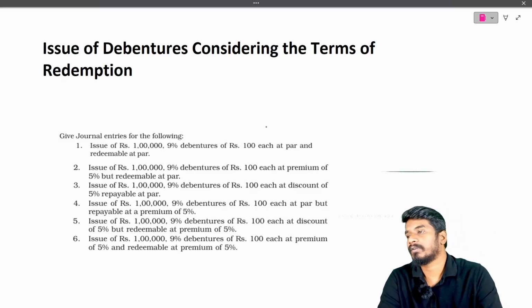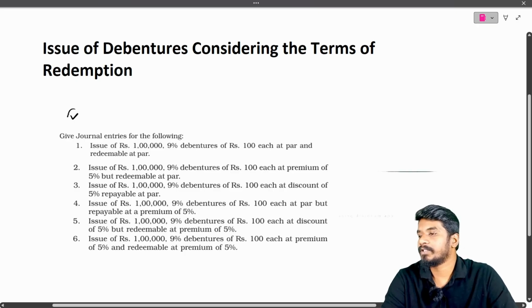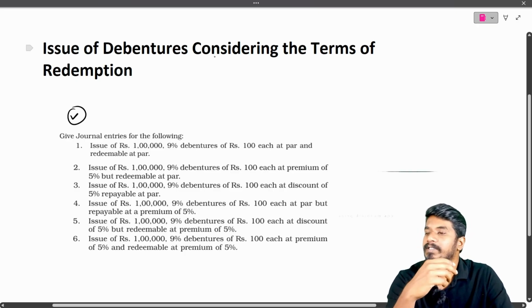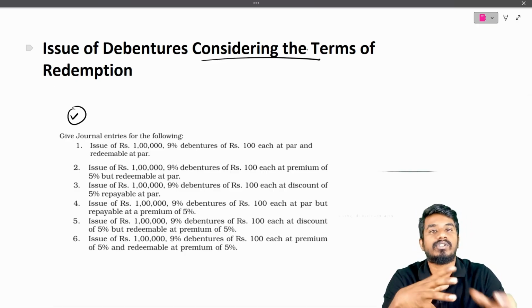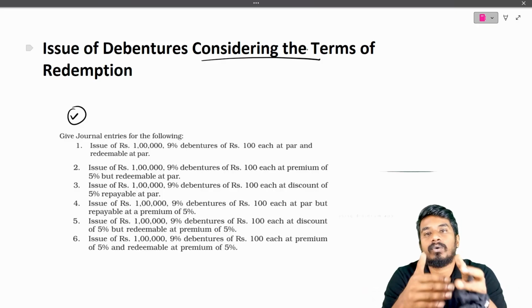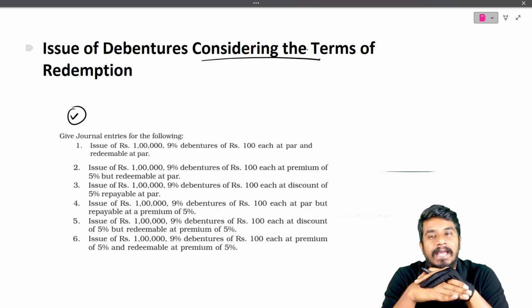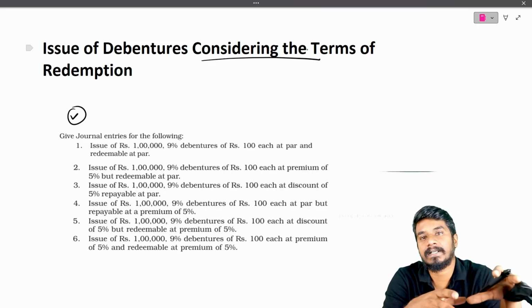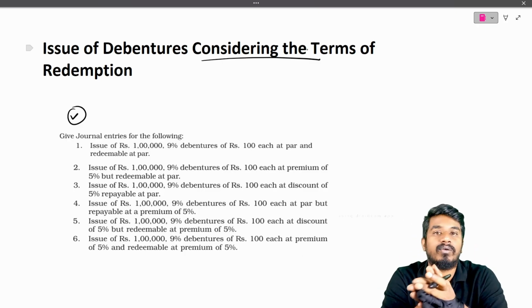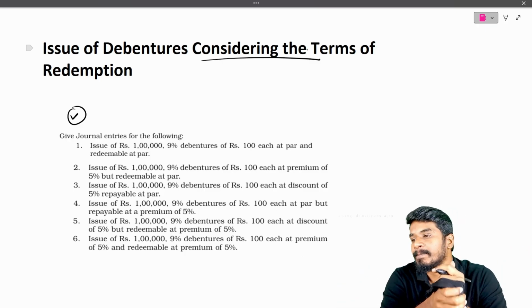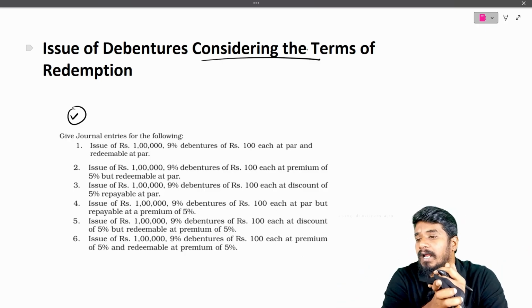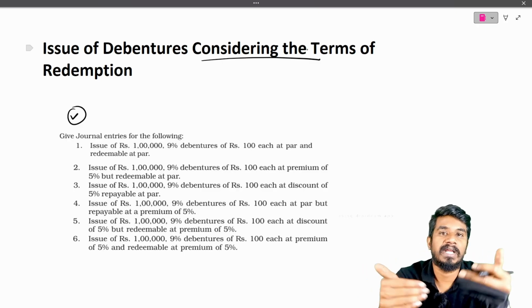So in this video, we are going to start with the full-fledged question of issue of debentures considering the terms of redemption. In the previous video, we discussed everything basic to journal entries, and now we are going with the full-fledged question. So let us solve this question and understand these things very well.